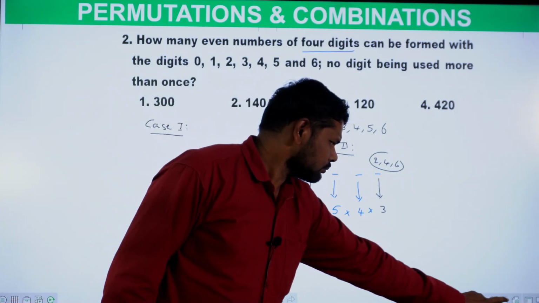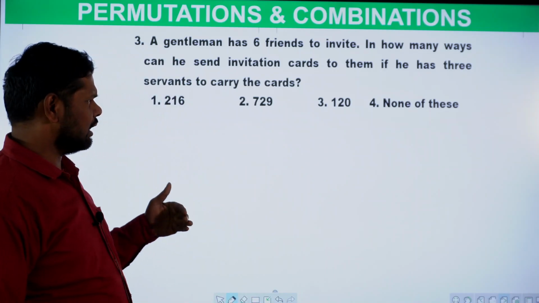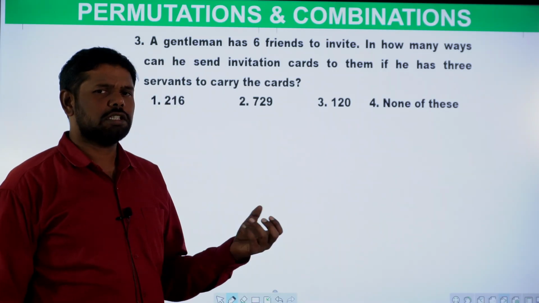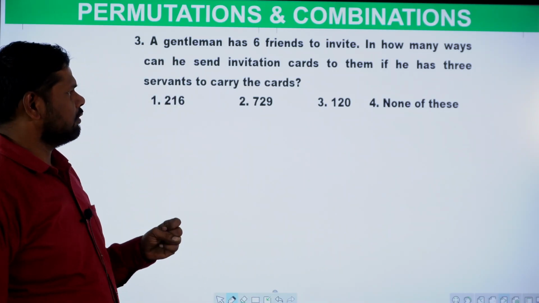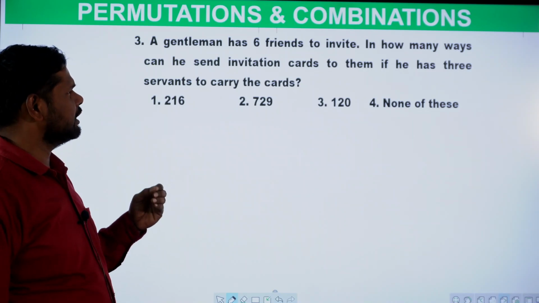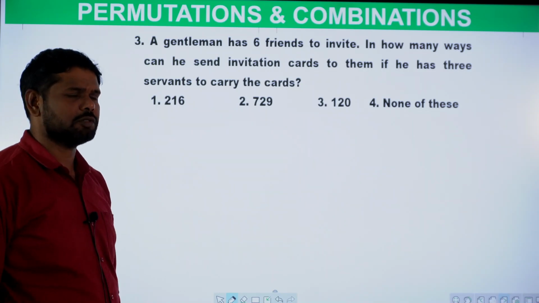Next one. Slowly it will give clarity. Just try to understand. Once we get clarity, it is very easy to solve permutations and combinations problems.